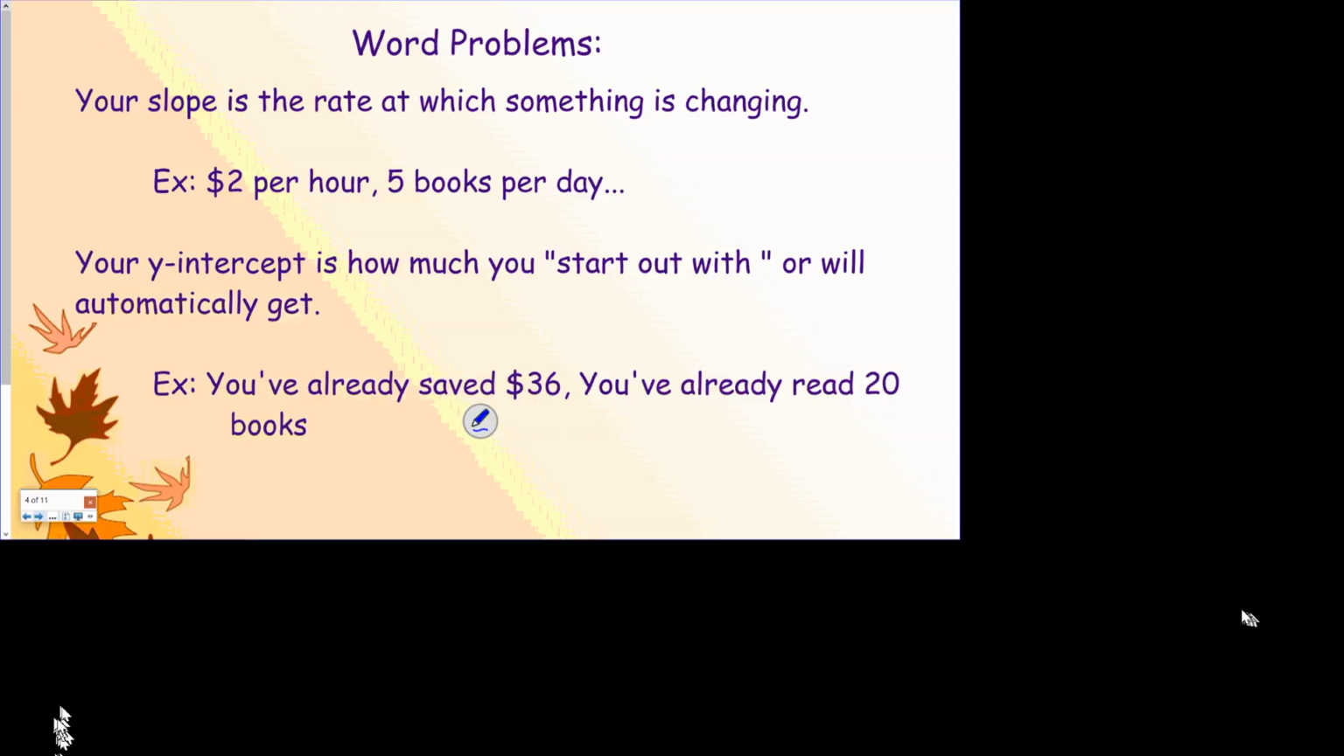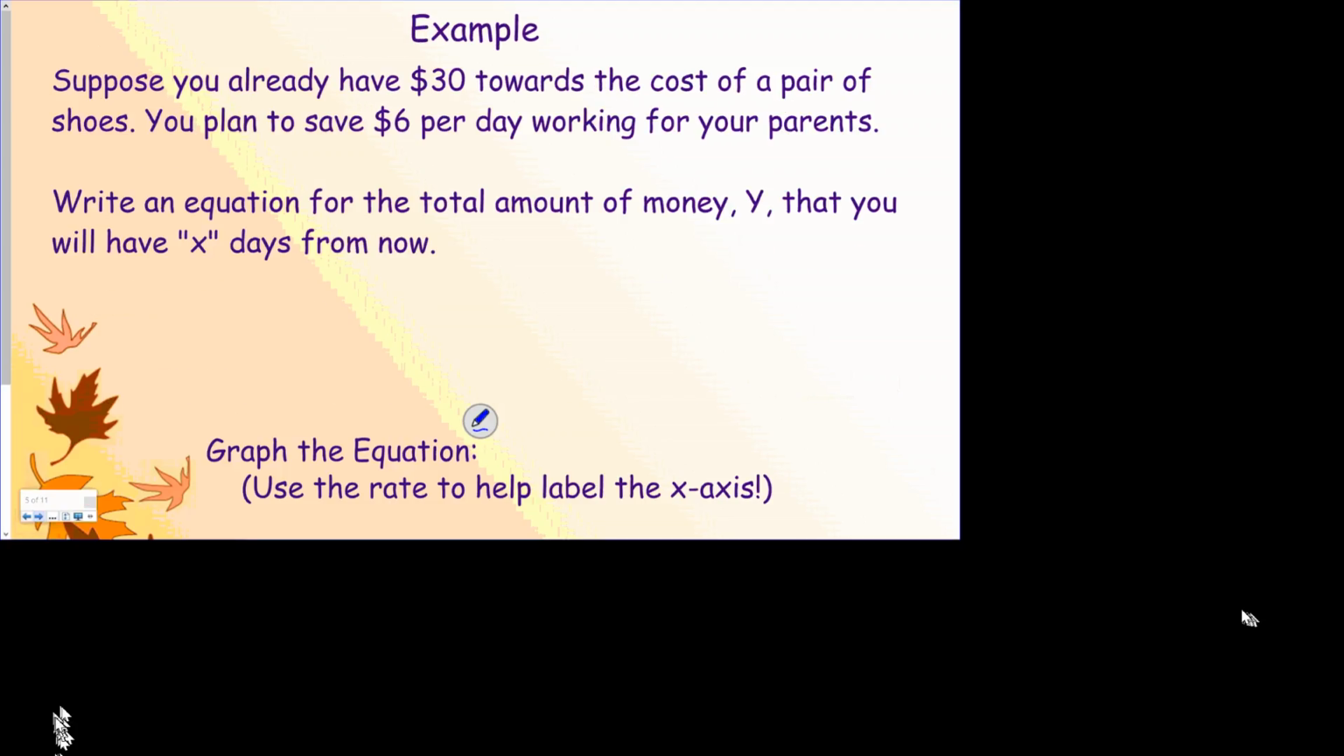Now your y-intercept is going to come from usually a starting amount or something that you automatically get or automatically have before the rate is applied. For example, maybe you've already saved $36. That 36 would be your y-intercept, or you've already read 20 books. That 20 would be your starting amount, and then you're maybe adding on to it or subtracting away from it, whatever your rate is. So let's look at a problem.